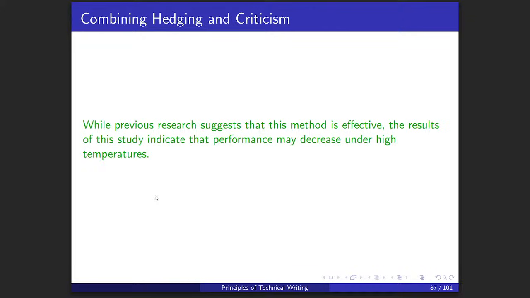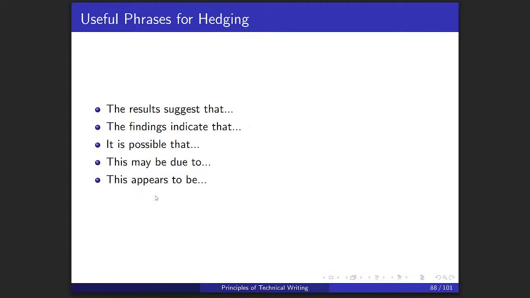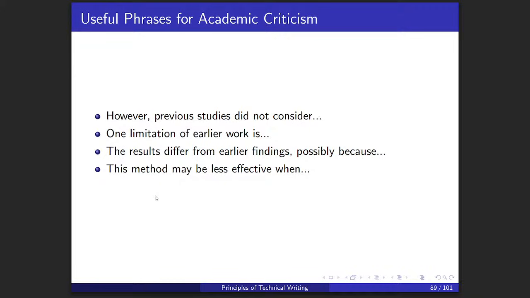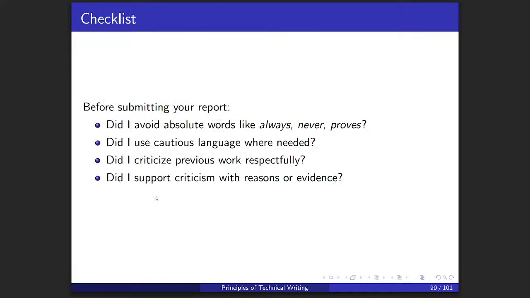This is a sentence that combines hedging and criticism. Use phrases for hedging, and use phrases for academic criticism. This is how you need to write when you are writing a technical paper. So, the checklist for hedging and criticism: Did I avoid absolute words like always, never, proves? Did I use cautious language where needed? Did I criticize previous work respectfully? Did I support criticism with reasons or evidence? This is the checklist you need to go with.